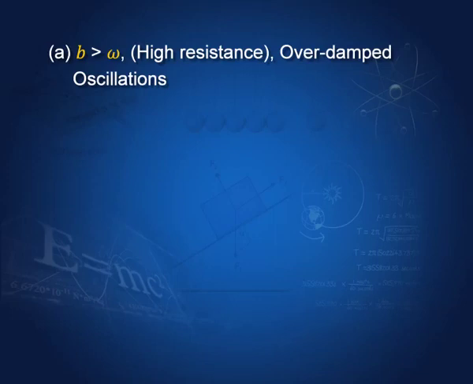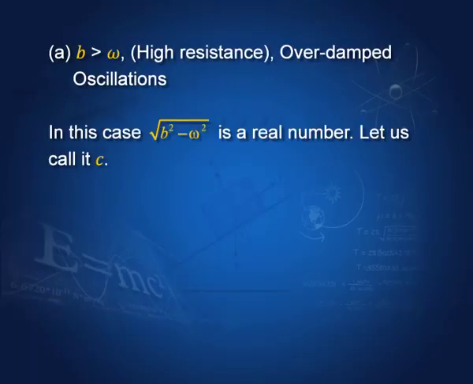Suppose the resistance is very high, that is, b is greater than omega, the angular frequency. Such oscillations are called overdamped oscillations. Obviously, overdamped because damping is too much, the frictional force is too high. In this case, b squared minus omega squared is a real number because b is larger than omega. Therefore, this square root is a real number.